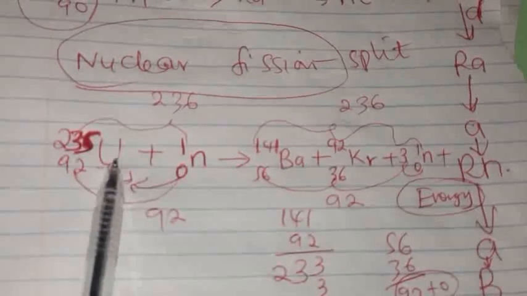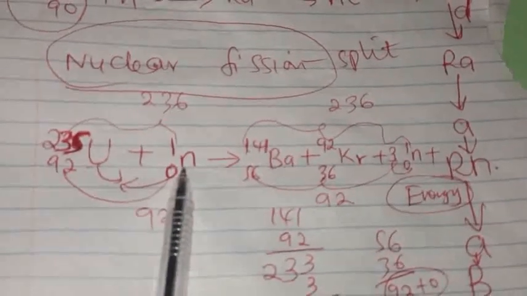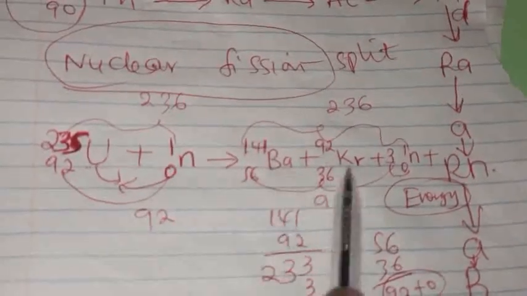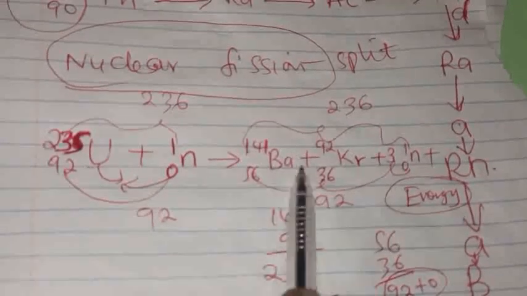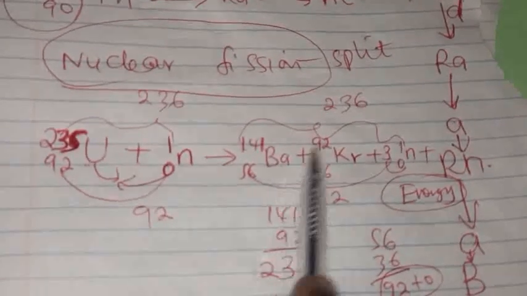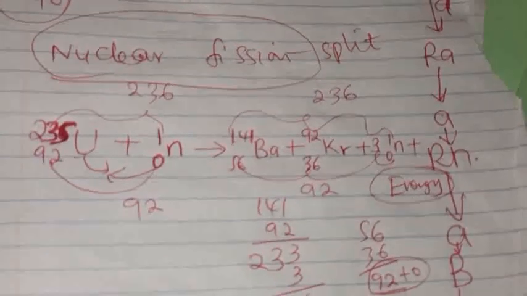A radioactive nuclide, which is heavy and unstable, gets bombarded by a fast-moving neutron to give us 2 smaller nuclei. Look at that. And 3 neutrons are also produced with a large amount of energy.